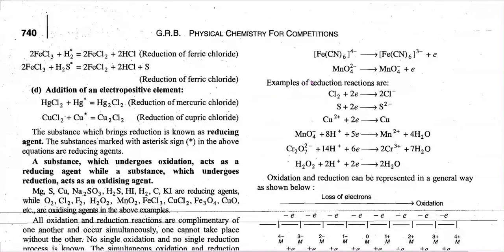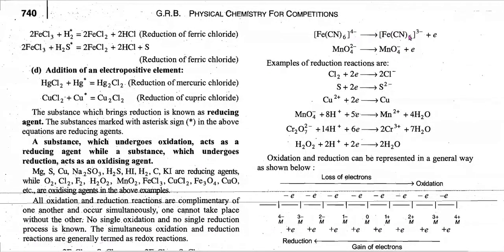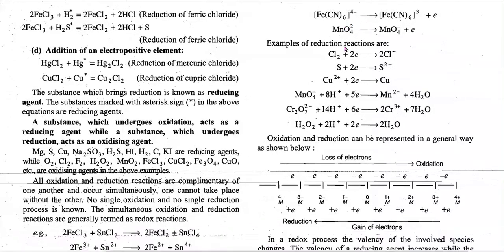Next reactions. In this reaction also loss of electron takes place. In this reaction also loss of electron takes place. So these two are examples of oxidation reaction. Now the examples of reduction reactions are.